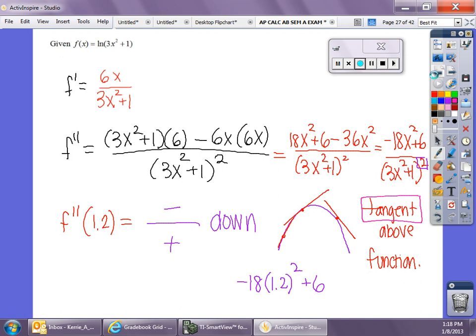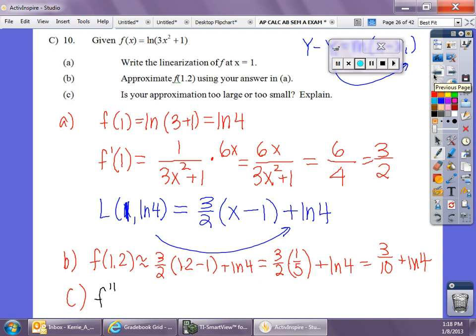So let's go back and look at the question. It says, is your approximation too large or too small? My approximation is too large because f double prime at 1.2 is negative. And because it's negative, the tangent line is always above the curve when f double prime is negative.